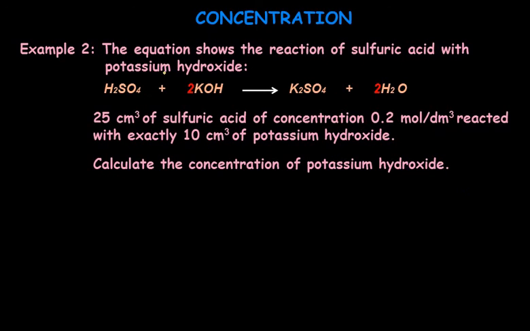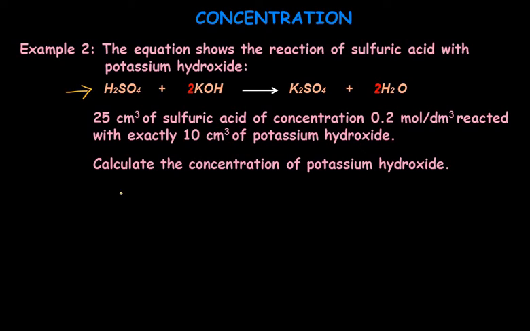Second example is, the equation shows the reaction of sulfuric acid with potassium hydroxide, and here is the equation, and we have already balanced it also. 25 centimeter cube of sulfuric acid of concentration 0.2 moles per dm cube reacted with exactly 10 centimeter cube of potassium hydroxide. Calculate the concentration of potassium hydroxide. Now the first step to calculate such a concentration is to write a balanced equation, but we already have got the equation balanced.